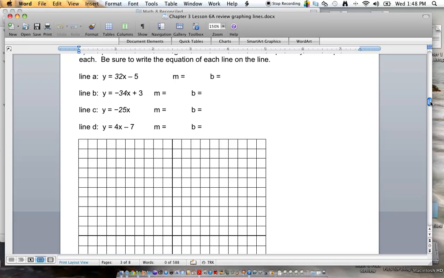So now, what I want you to do is work together in groups. For each of those 4 lines, I want you to write what the slope is and what the y-intercept is, and then graph all 4 of those lines on the graph paper. Got it? Get to it. Go.